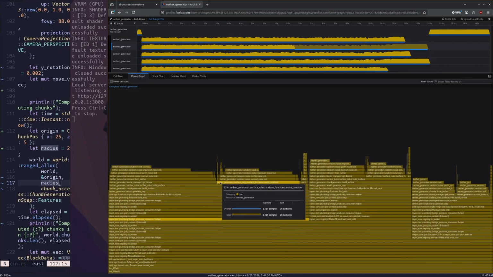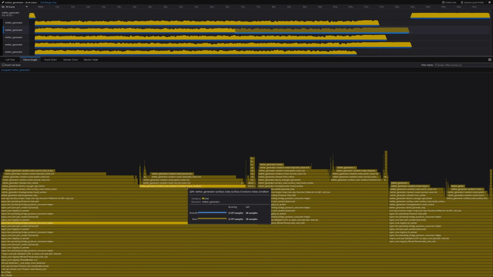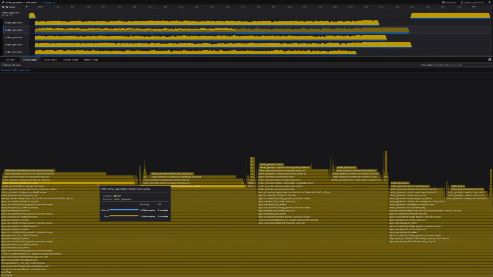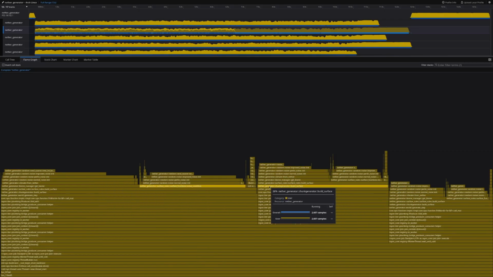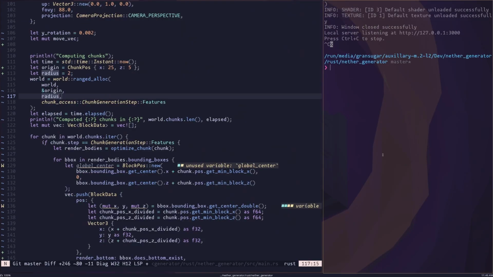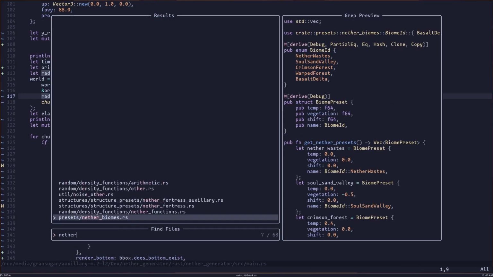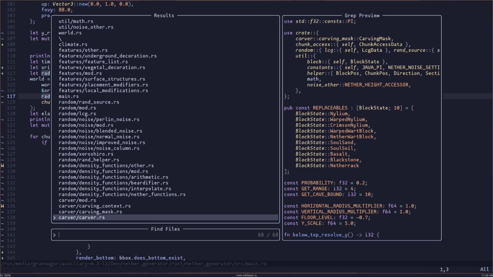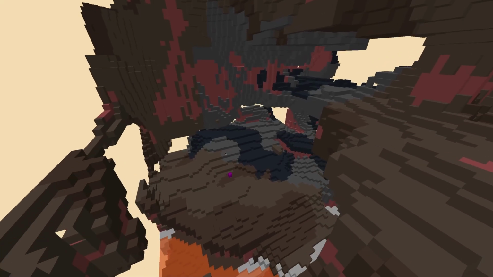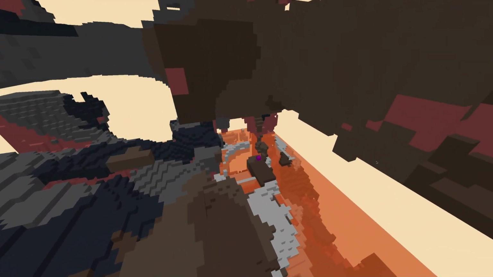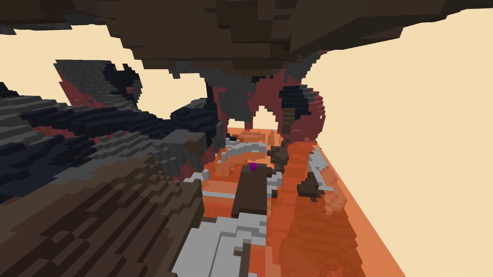I started doing some optimization using a sampler to see what my hot paths were. I didn't do as much right here, but later on I do get it down a lot. I did some recoloring. Holy mother of pearl. This is beautiful.